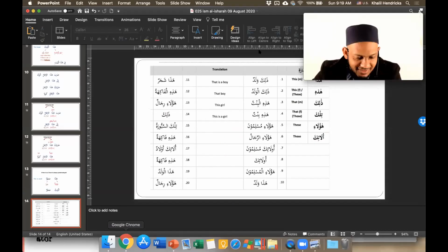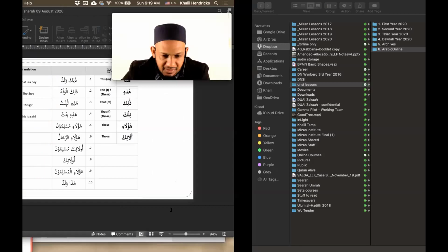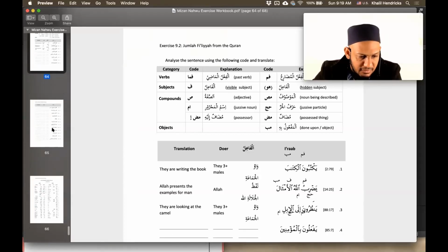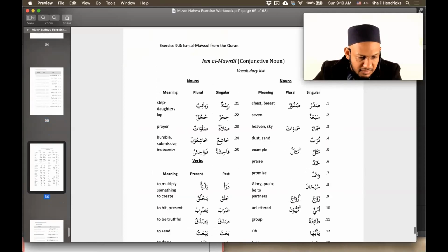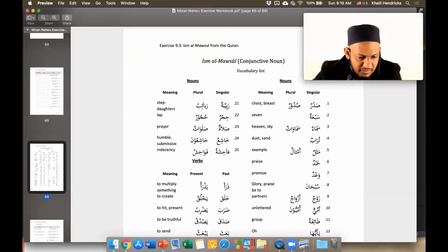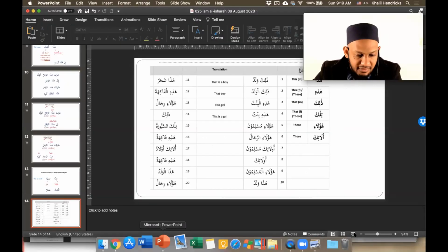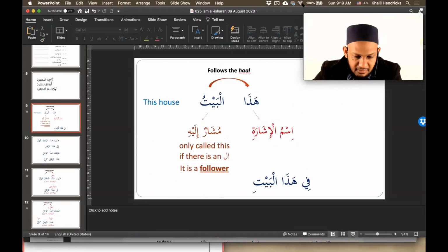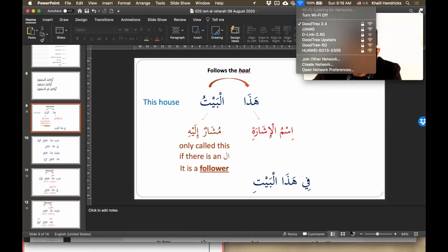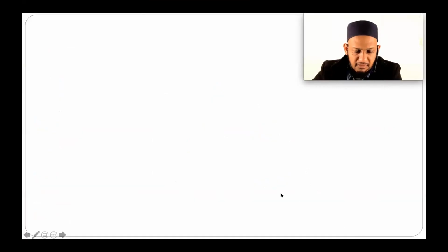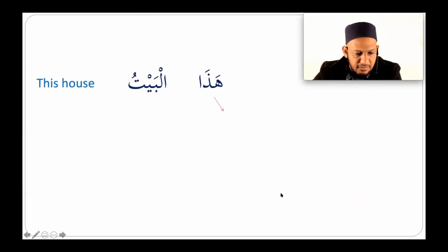Yes, Bismillah. Maulana, we lost you there. You were still summarizing. If you have an al and it follows the hal of the... Where was I? If you have an al, yeah, it will follow the hal of the musharun ilay. Okay. So I'll just summarize again from there.